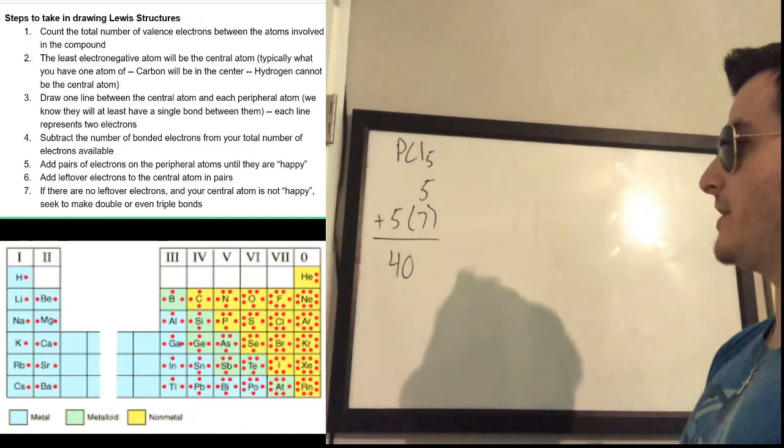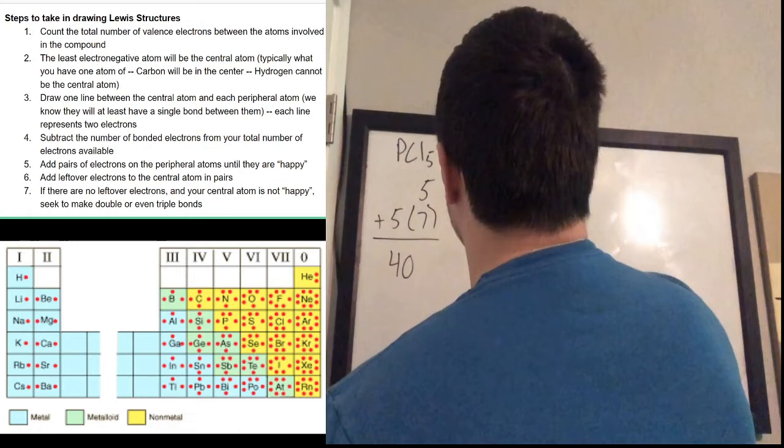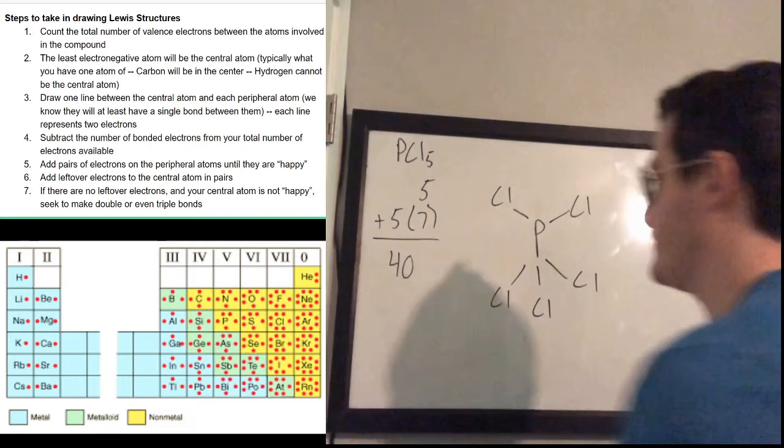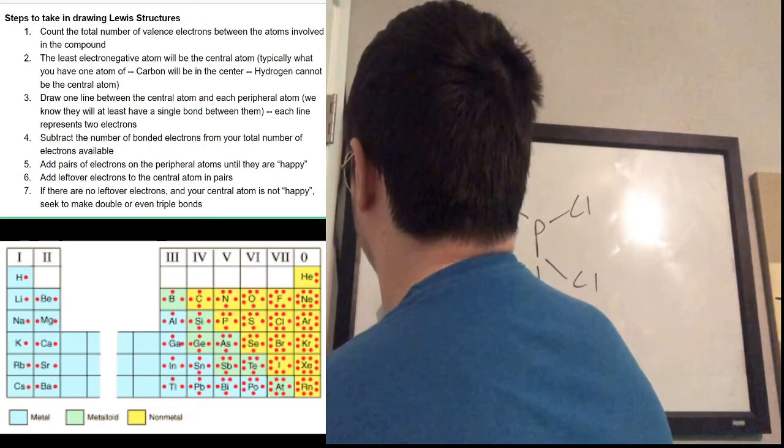Phosphorus is going to go in the middle, and I know there's at least a single bond between phosphorus and all of the outer elements, so we're going to go ahead and connect those. It doesn't matter what the positioning is on these chlorines. Draw it however you'd like. Like so, we've got phosphorus and 5 chlorines attached. I just drew 5 lines. Each line represents 2 electrons, therefore 2 times 5. I just utilized 10 of my 40, so I've got 30 left over.